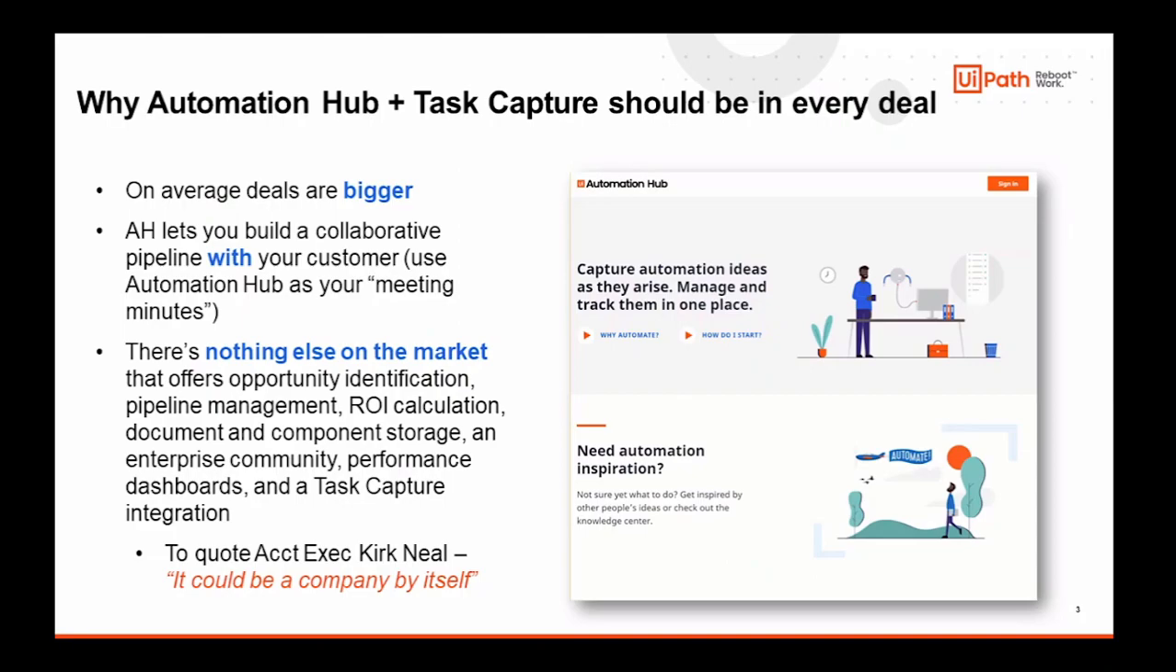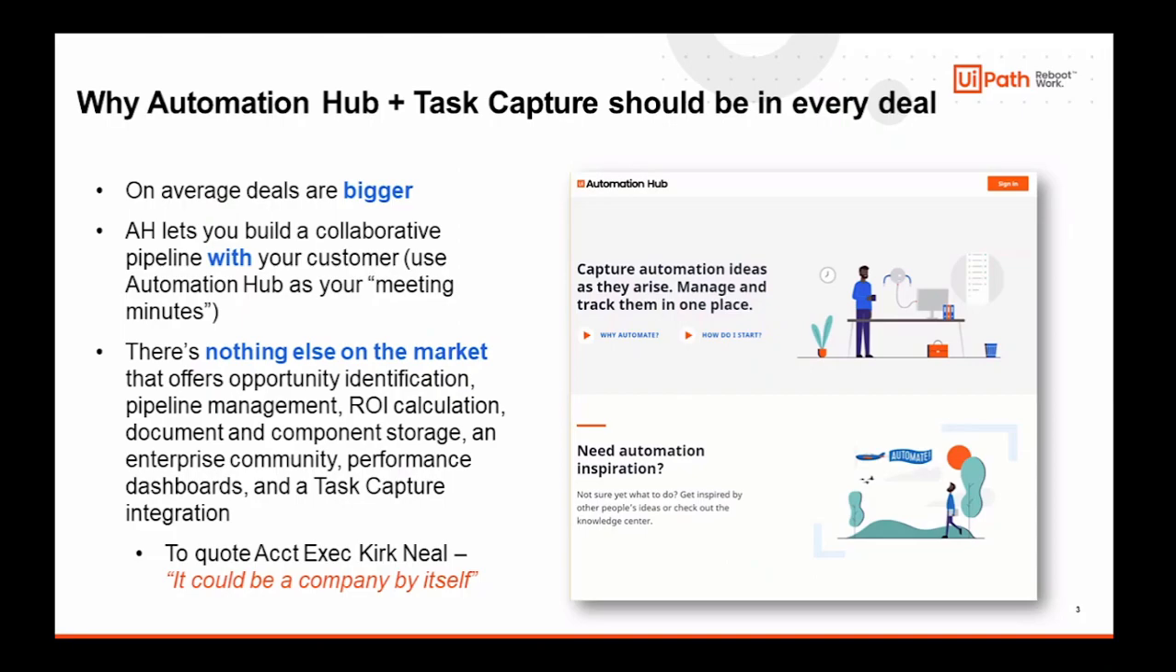Well, on average, the deals are bigger when Automation Hub and Task Capture are involved. And Automation Hub in particular helps you to build a collaborative pipeline with your customer. This means that you can use Automation Hub as your meeting minutes. So a lot of sales folks are already doing this, and they're able to generate automation ideas in Automation Hub with their customers during meetings, and it gives them a natural place to view the progression of the automation program as they meet with their customers or prospects weekly.